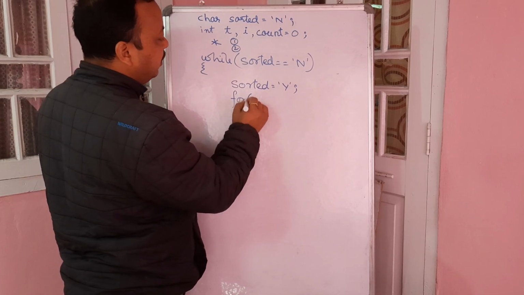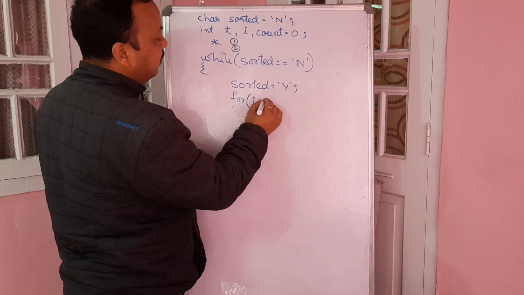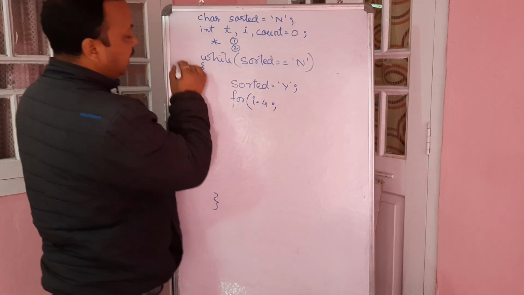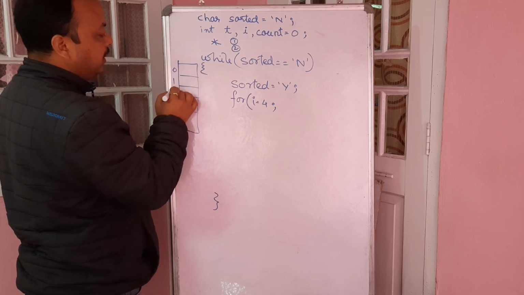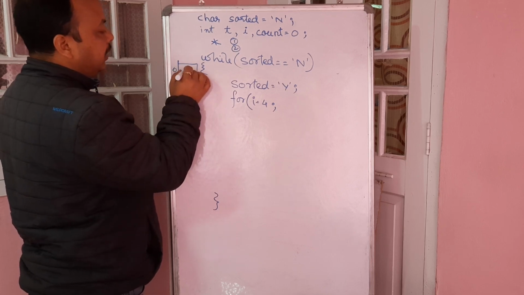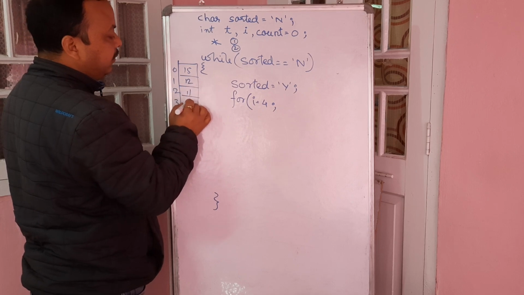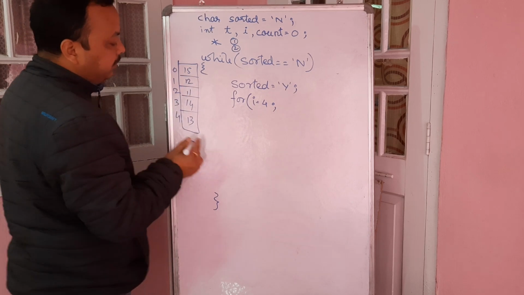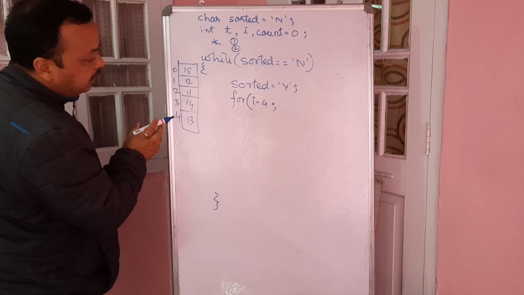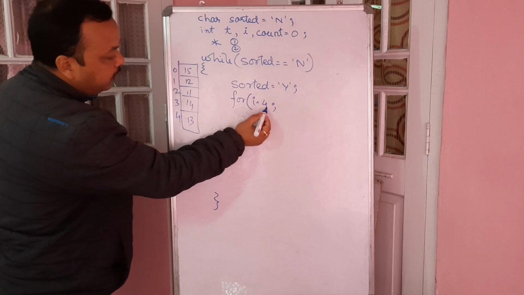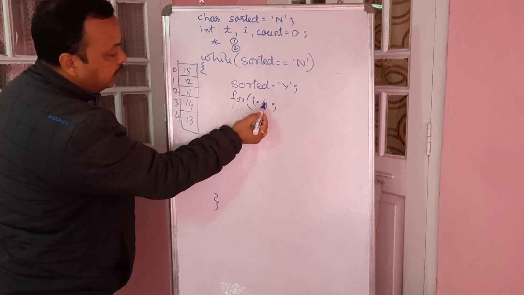Inside, what am I doing? I am writing for I is equal to 4, down to 0. If this is your array, 1, 2, 3, 4, 5, so 0, 1, 2, 3, 4. So you have 15, 12, 11, 14, 13. So the subscripts are 0, 1, 2, 3, 4. So I have to start from the bottom. So I wrote 4. You want to start from top, you say I equal to 0.